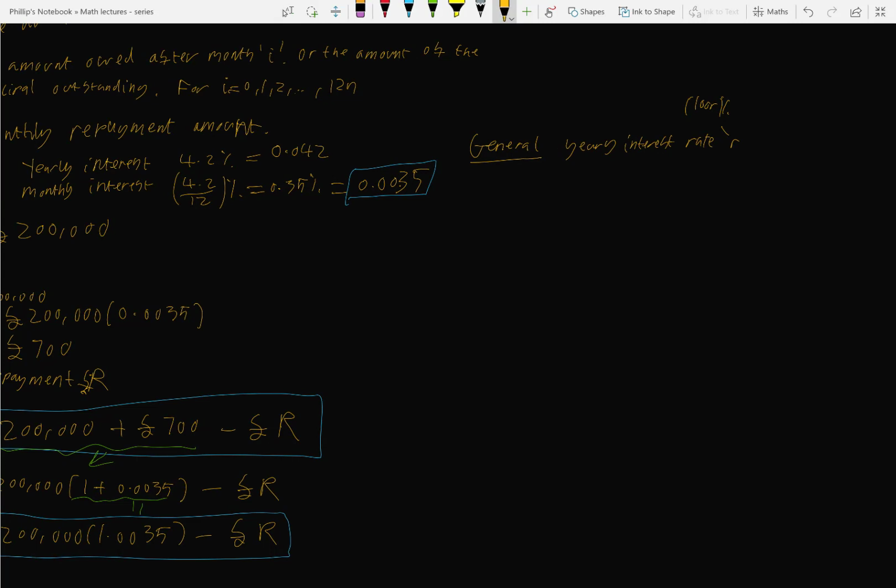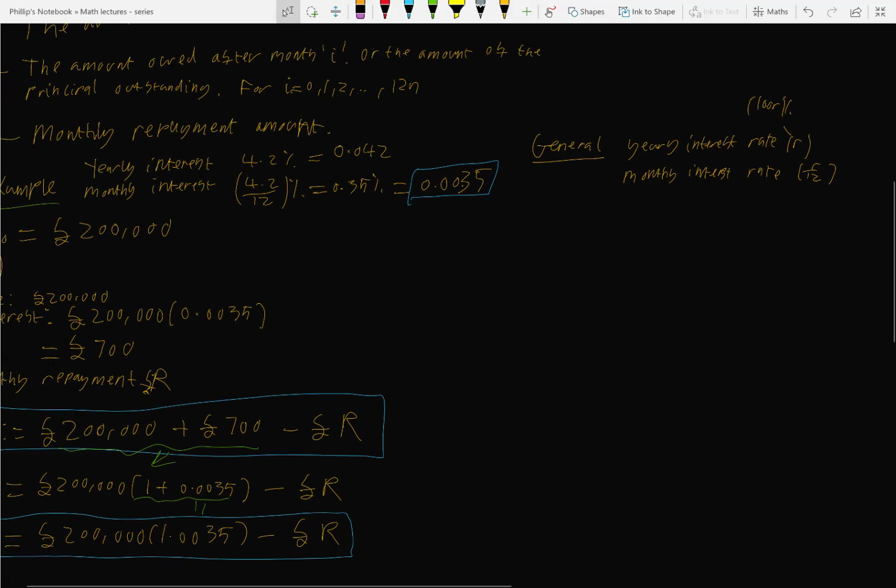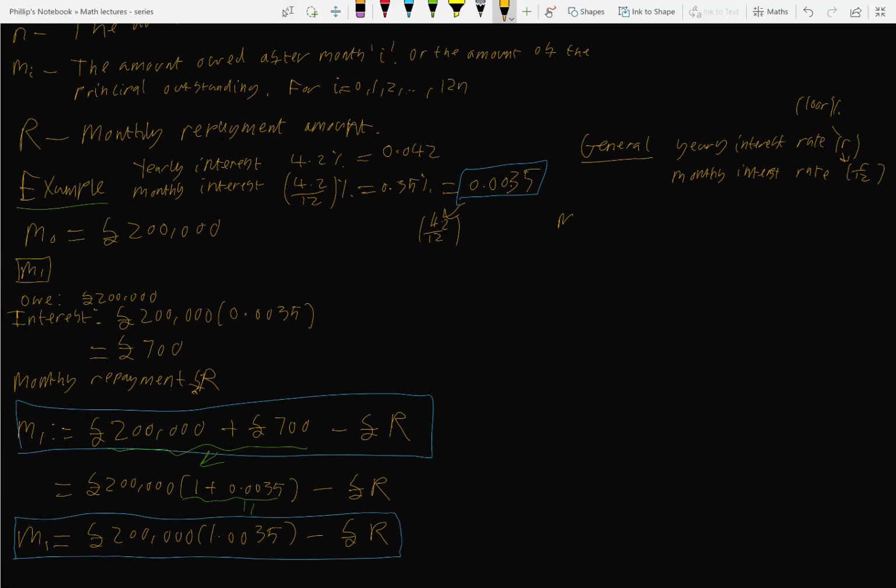The monthly interest rate is just R divided by 12. In the example, this was 4.2 over 12. Initially, at M0, we owe P pounds, the principal, which in the example was £200,000. Generally we don't know, because we have no figures, so it's just P pounds.